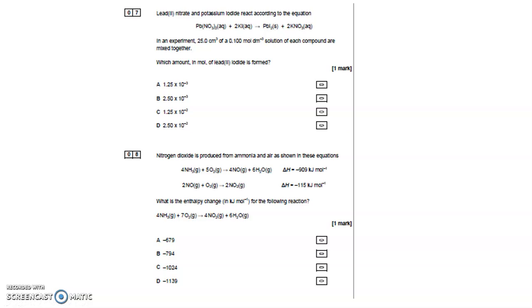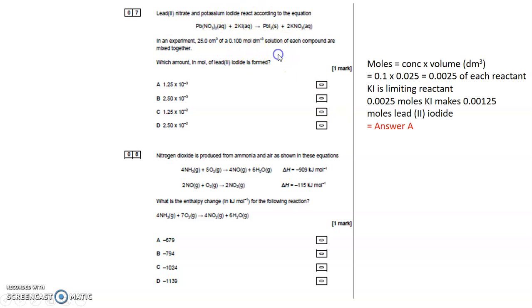Lead nitrate and potassium iodide react according to this equation. In the experiment, 25 centimeter cubed of a 0.1 mole per decimeter cubed solution of each compound are mixed together. So I've been given a volume and a concentration. They clearly want me to work out moles. So moles is concentration times volume. Concentration is 0.1. Volume's got to be in decimeter cubed, so centimeter cubed up into a higher unit of decimeter cubed, divided by 1,000, 0.025.